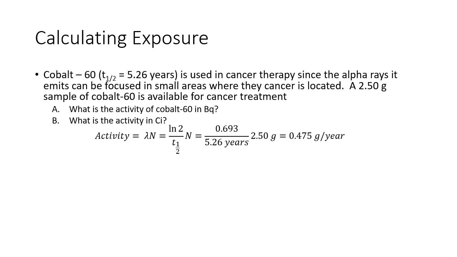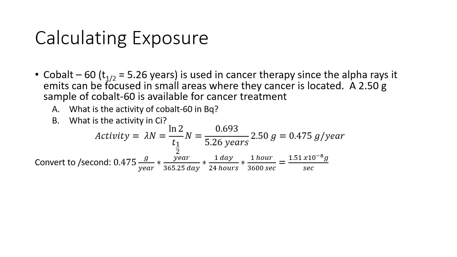Activity is going to be equal to the radioactive decay constant times the amount of stuff you have. So we put in our variables: 0.693, which is the natural log of 2, divided by 5.26 years, times the amount of stuff we start with, which is 2.5 grams. We get 0.475 grams per year decaying. But the becquerel is in seconds, so we need to convert years to seconds.